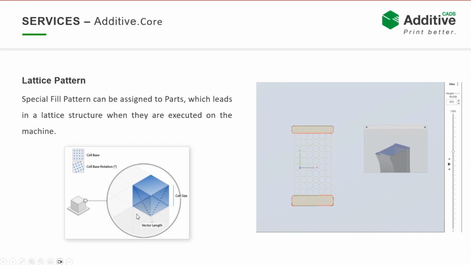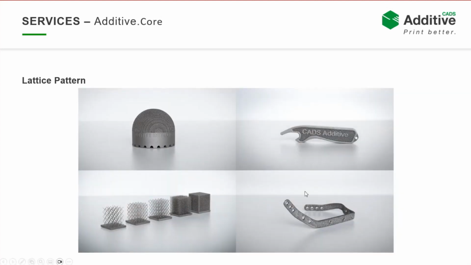From the parametric side, it's very easy. You have three parameters: a cell size, the vector length, and a certain base rotation of the lattice. And how this really looks is what can be seen in this video. There are vectors which attach to each other, going together and against each other. And when the scanning is done, you will end up with structures like this.